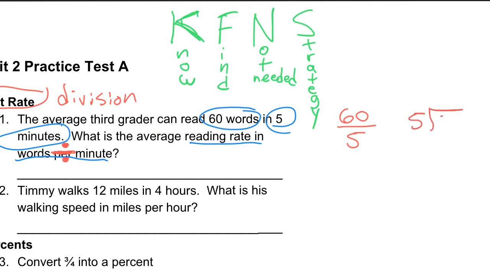The top dog always goes in the house, right? And the bottom dog has to sit on the porch. So 5 goes into 6 how many times? 1. 1 times 5 is 5. I subtract. I'm left with 1. I bring down the 0. I'm moving a little bit quick, but you get the point. 5 goes into 10 2 times, and that equals 10, so that works out perfectly. So 12. All right, I've got this number 12.